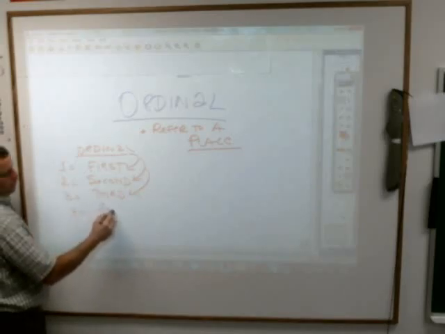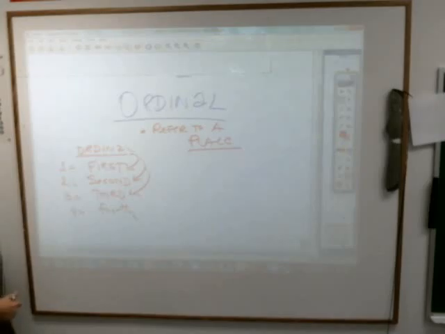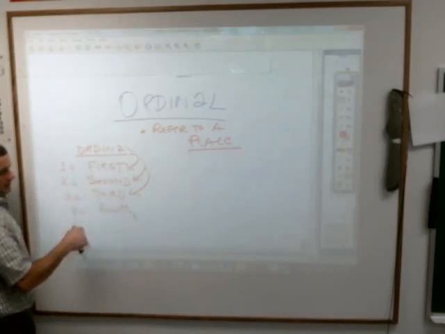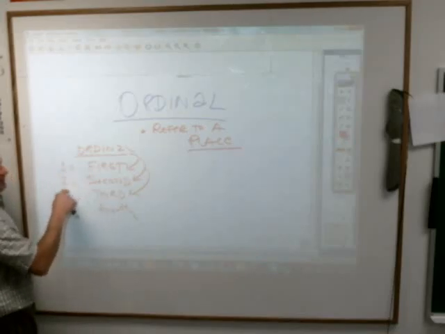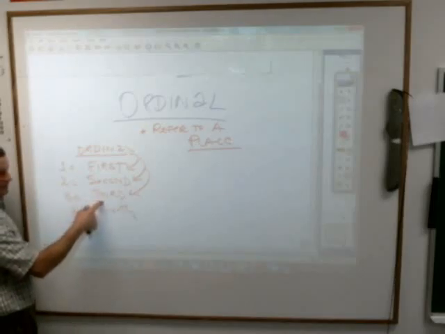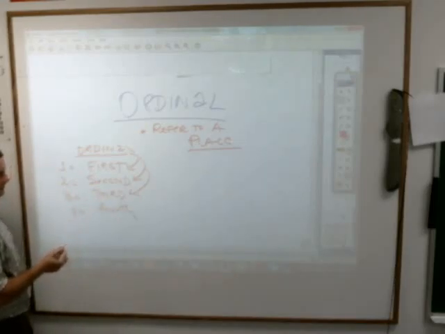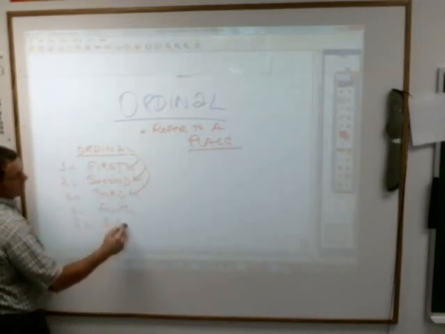Then we get to 4th. And who knows why, I guess maybe it's hard to say 1th place and 2th place. 3th. 4th, I guess, is fourth. And then 5 is 5th. And so on and so on.